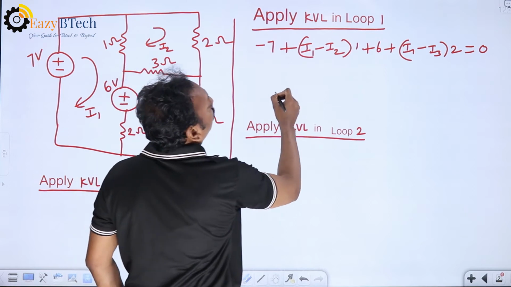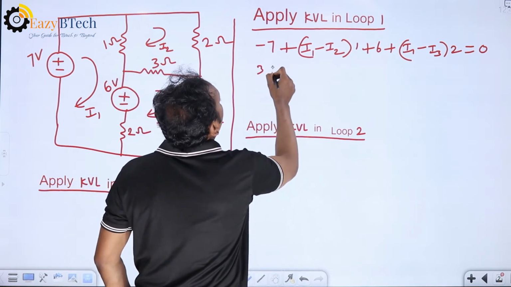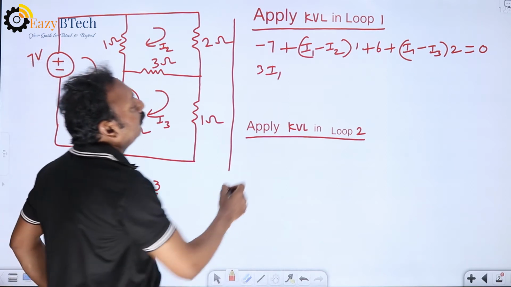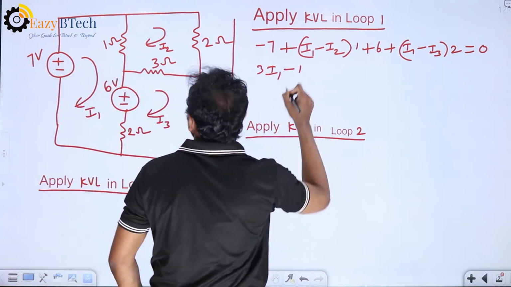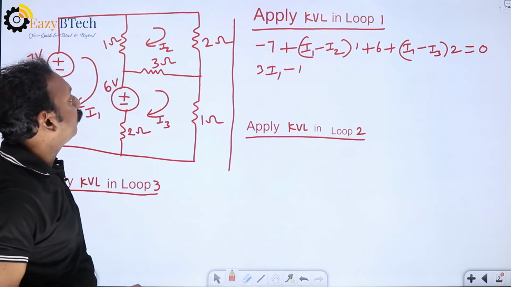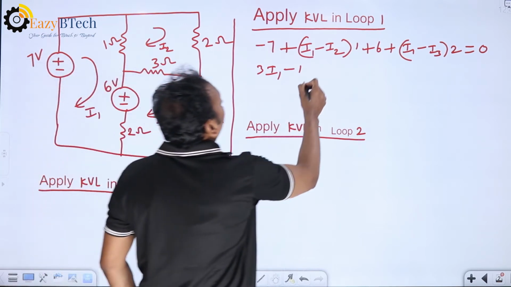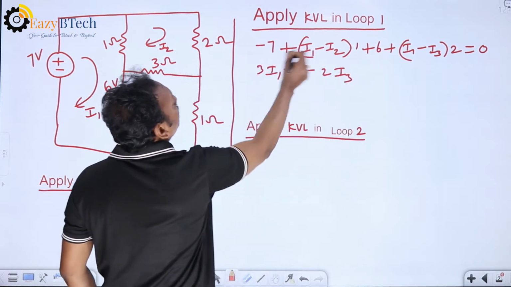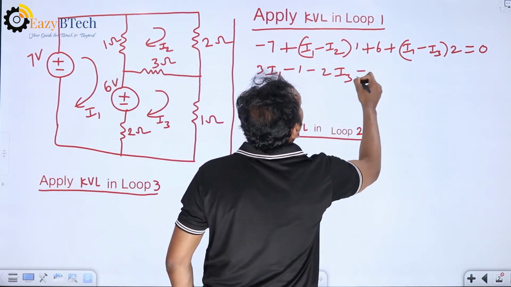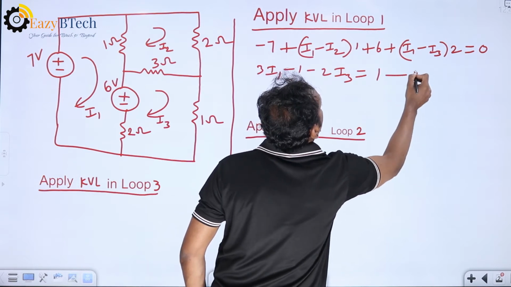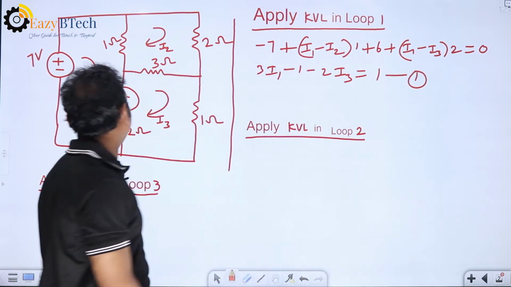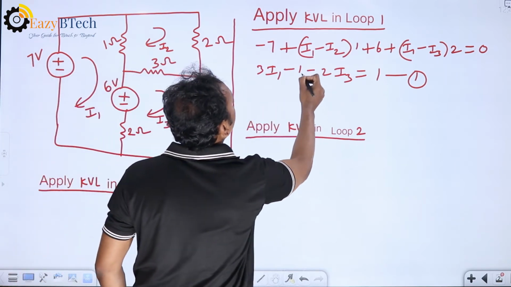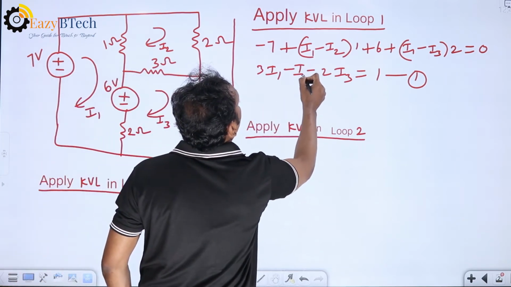That is 3I1. And what is the I2 coefficient? Minus 1. And what is the I3 coefficient? Minus 2I3. And minus 7 plus 6, so minus 1, equal to plus 1. This is equation number 1. This is minus I2, minus 7.